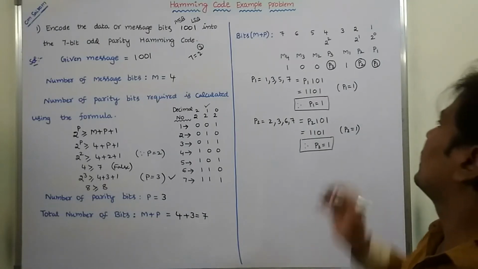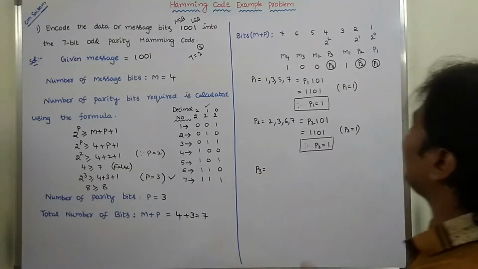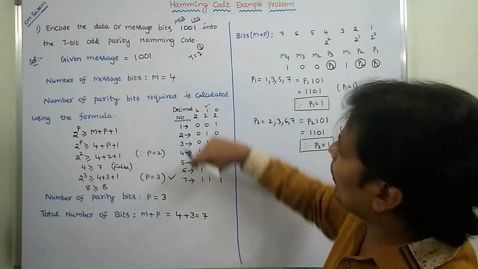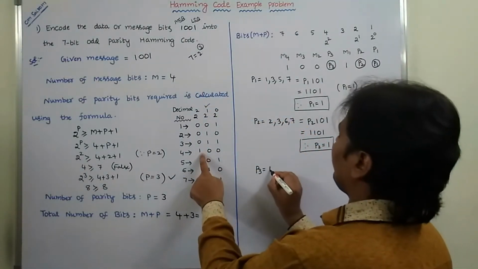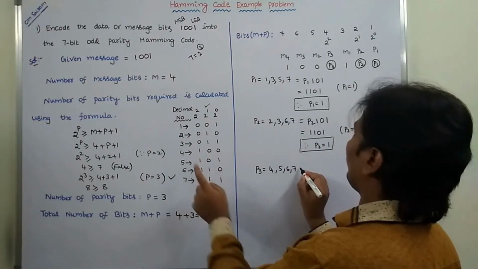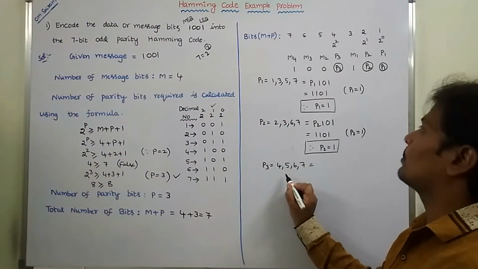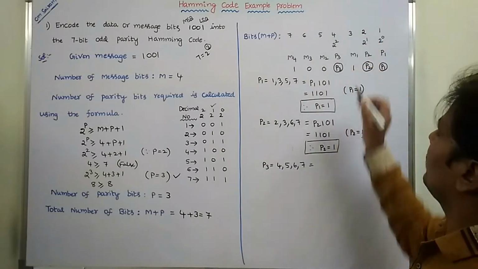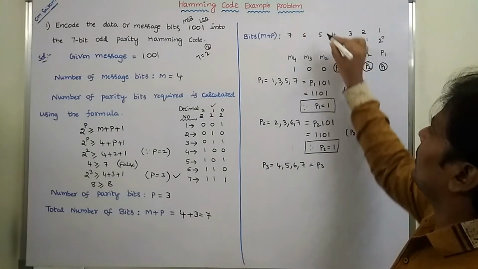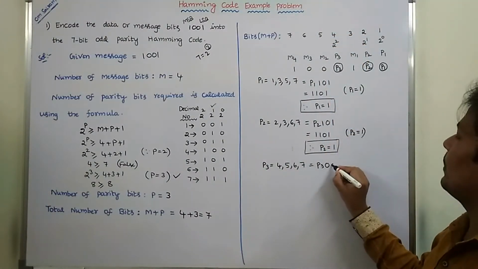Okay, next one. Now calculate P3. Parity bit P3 is there at the 2 power 2 position. So in the 2 power 2 column, where 1 is there: 4, 5, 6, 7. What are the values at these positions? At the 4th position, the P3 value is there. At the 5th position, the value is 0. At the 6th position, the value is 0.